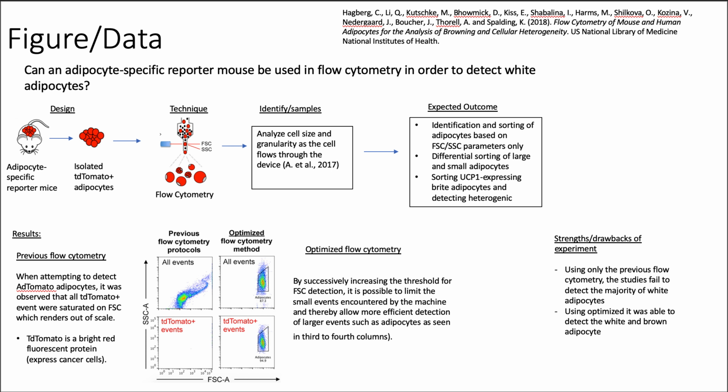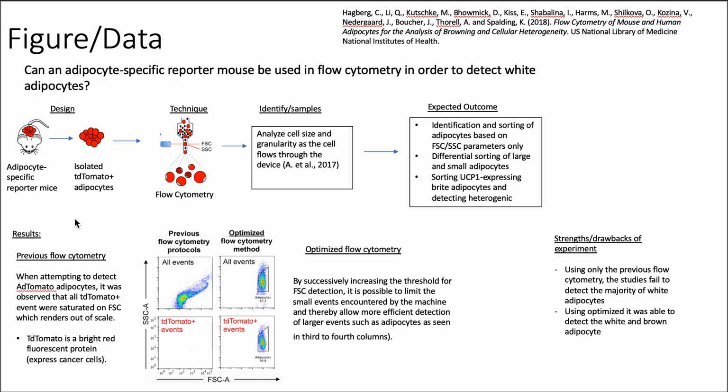So for the figure data, my experiment question is, can an adipocyte-specific reporter mouse be used in flow cytometry in order to detect white adipocytes? For my experimental design, I have adipocyte-specific reporter mice, and this is being used to isolate the tdTomato plus adipocytes. And tdTomato is basically a bright red fluorescent protein, which is used to express cancer cells.